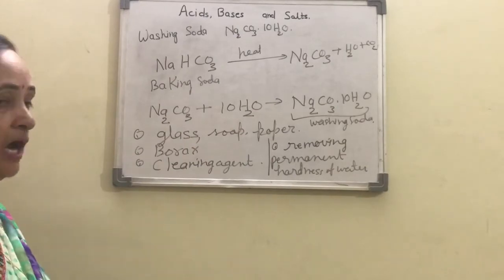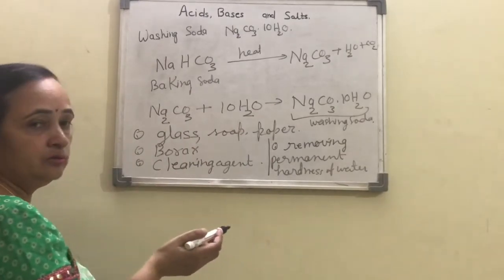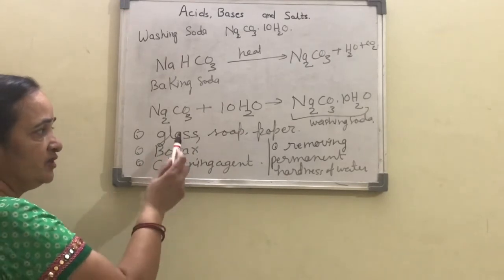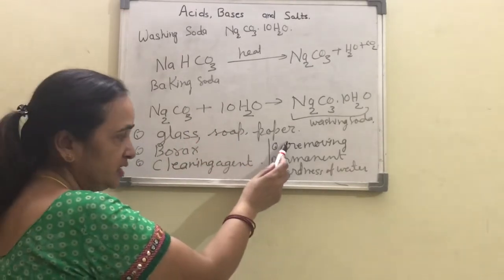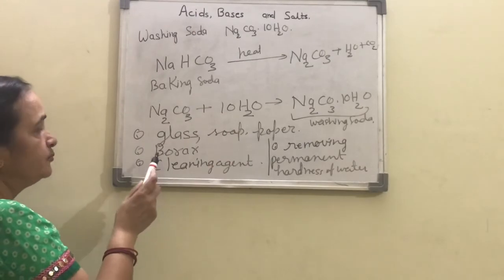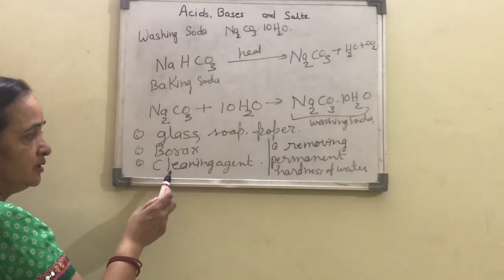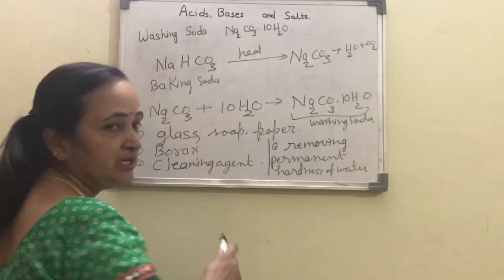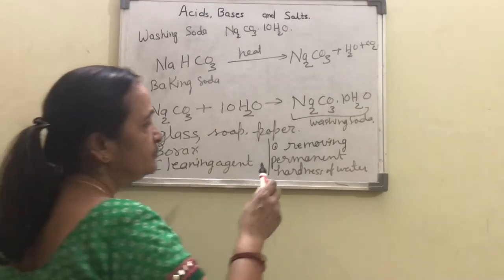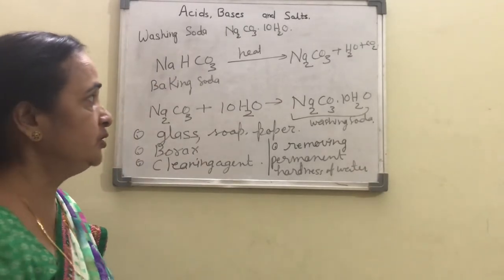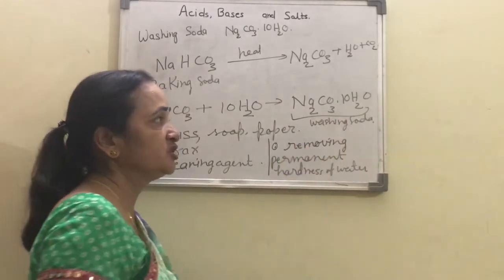Now its uses, as already told you, once again let's revise. It is used in the preparation of glass, soap and paper industries. It is used in the formation of borax. It is used as a cleaning agent, and it is also used in removing permanent hardness of water.